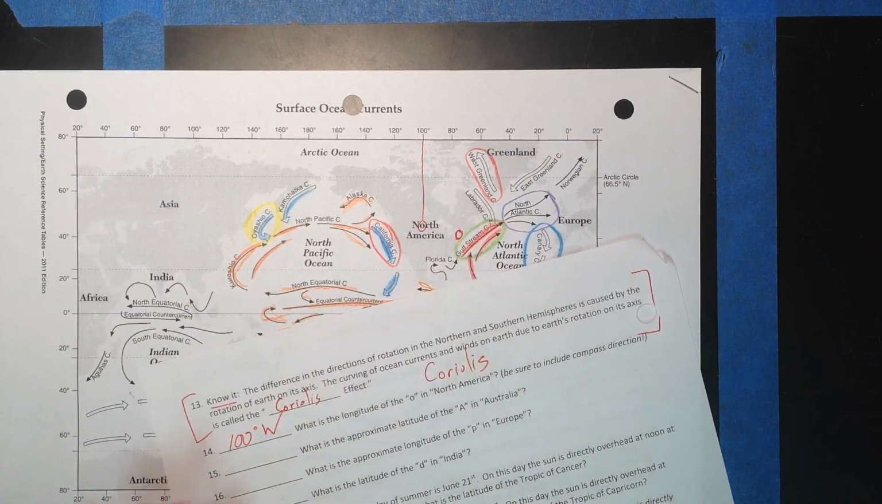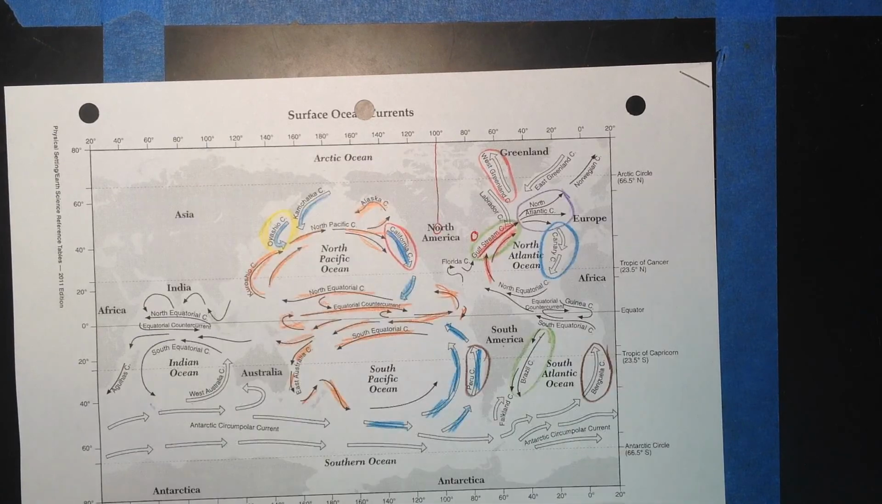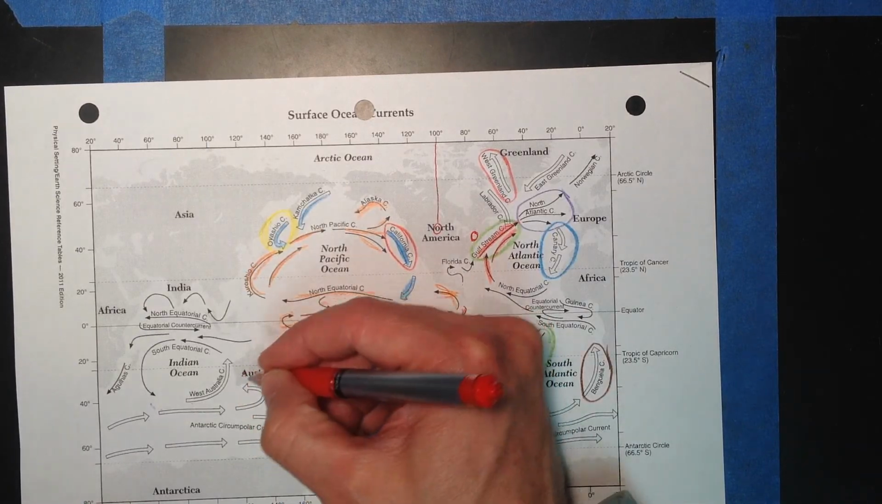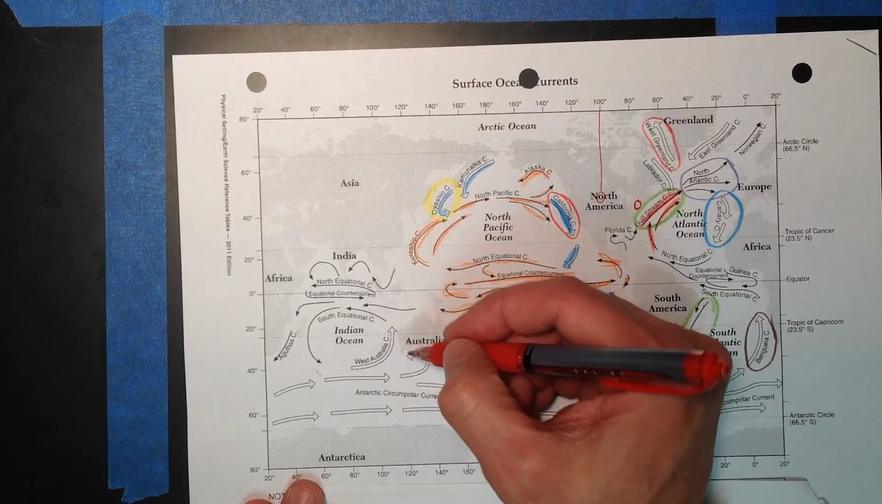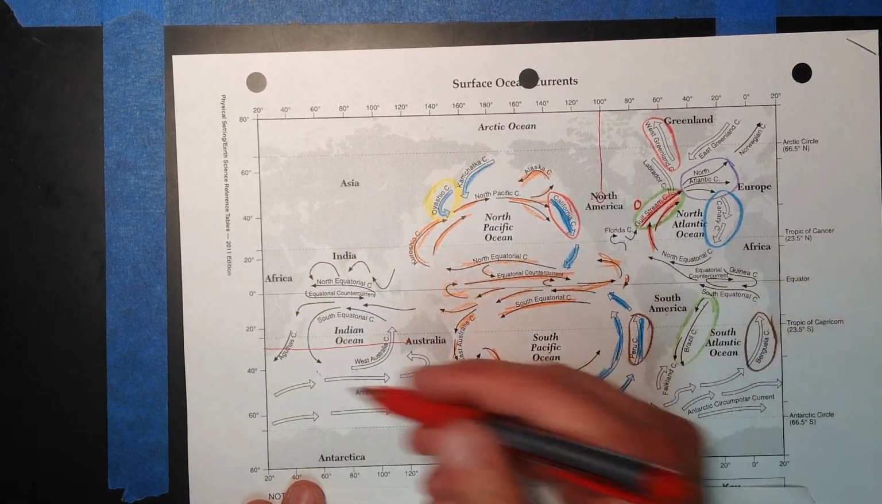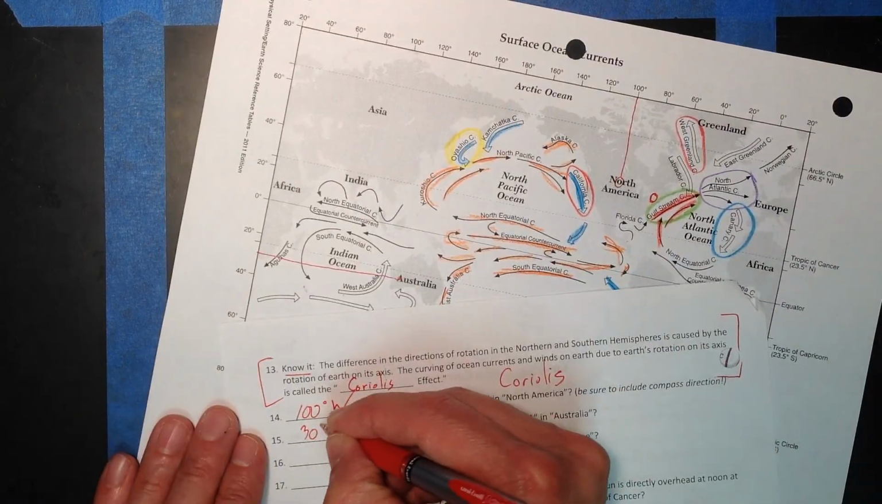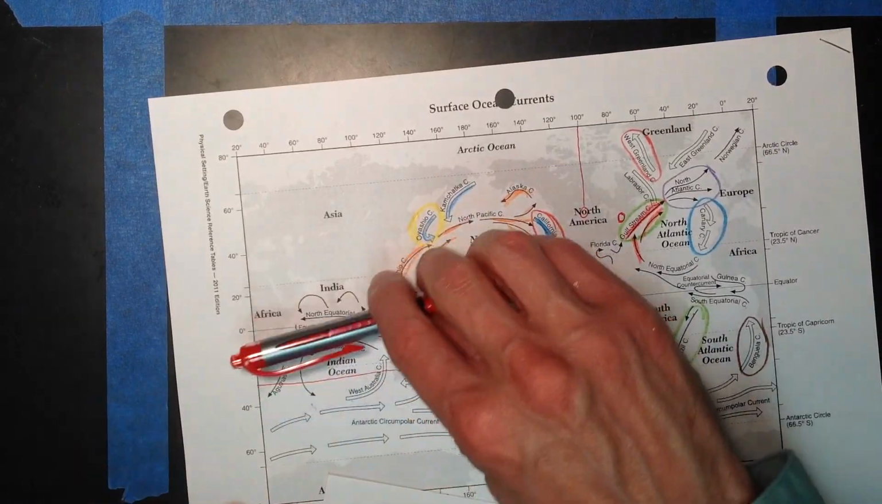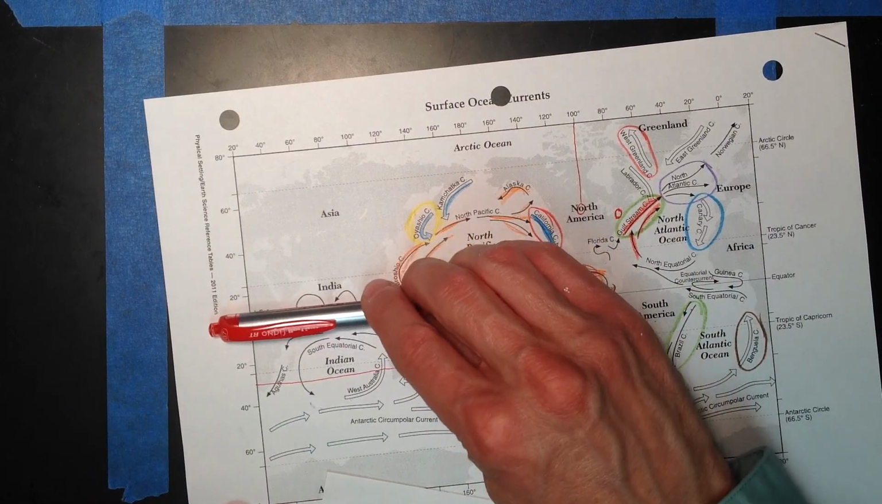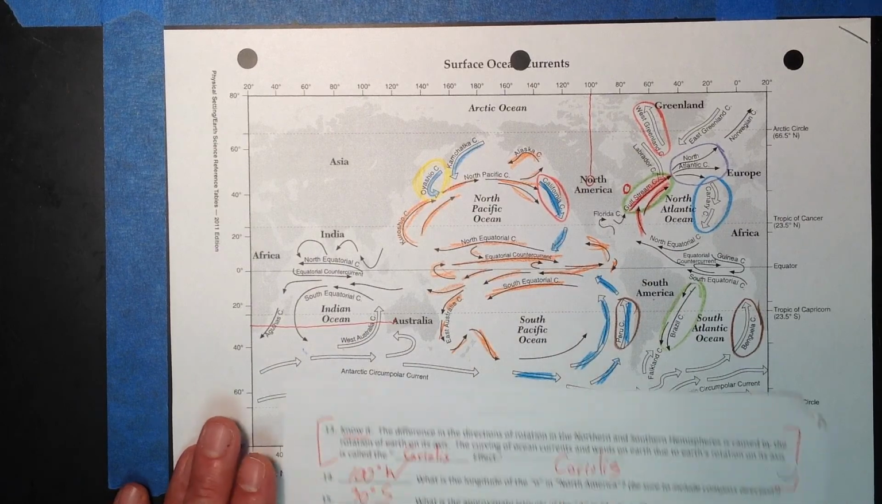What is the approximate latitude of the A in Australia? A in Australia right there. So if I was to follow that kind of over to here, it would be, I don't know, maybe about 30. So I'll do 30, and you must have a direction on there. I'm comparing that now to this zero line. So from zero, it is south, 30 degrees south latitude.